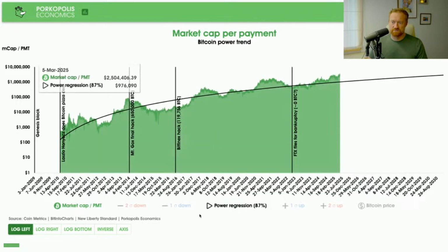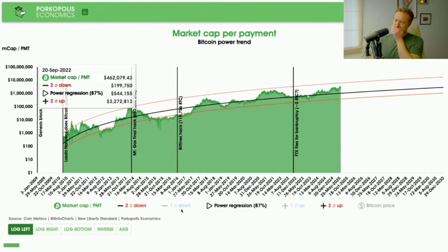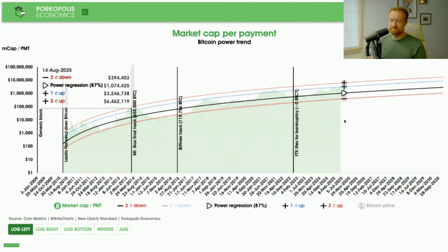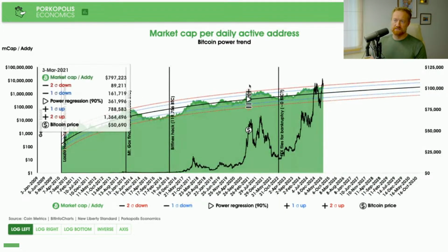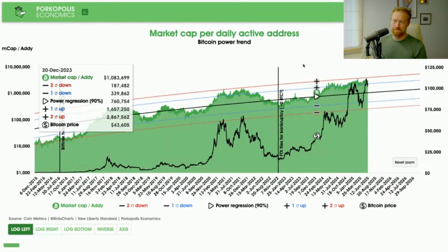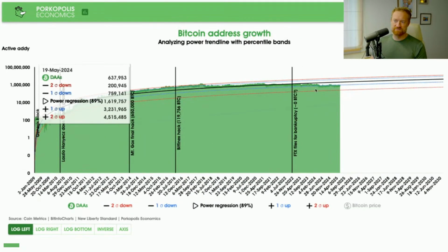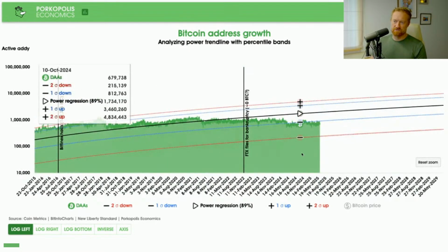And this one looks like we got room to go. But we're definitely getting up there. Okay. And this one already warns that we're topping, but addresses have been falling to the trend for some time, and I think it's a function of other things.